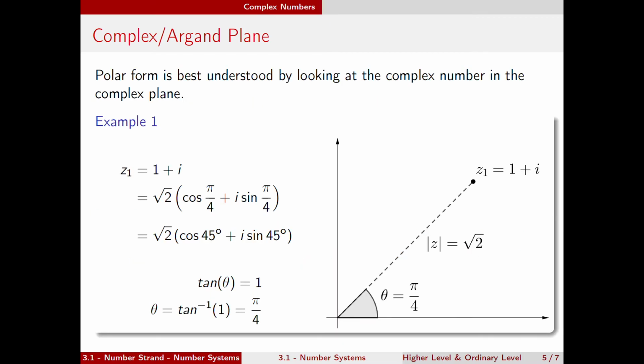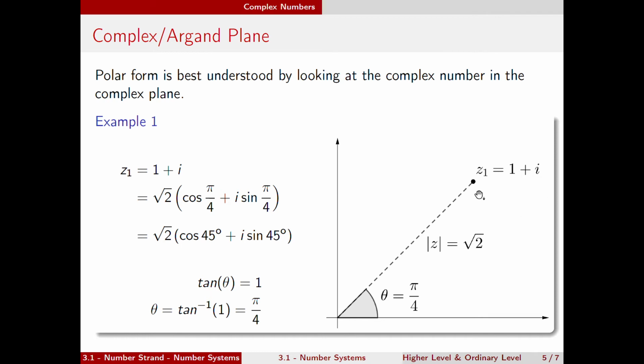So polar form is best understood by looking at an example. Let z1 equal 1 plus i. In polar form, the modulus of this number is equal to the square root of 2. So we have the square root of 1 squared plus 1 squared. And to find theta in this example, we take tan of theta is equal to the opposite over the adjacent. The opposite for us is 1 and the adjacent for us is also 1.